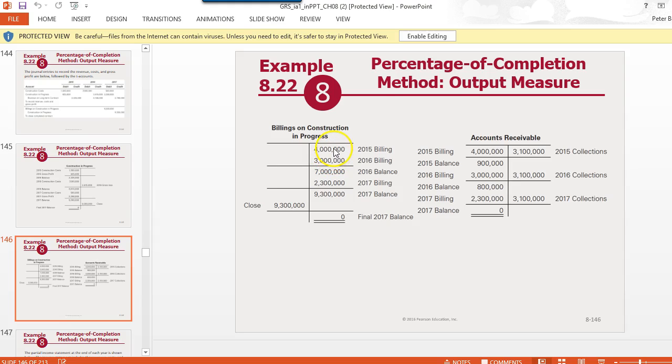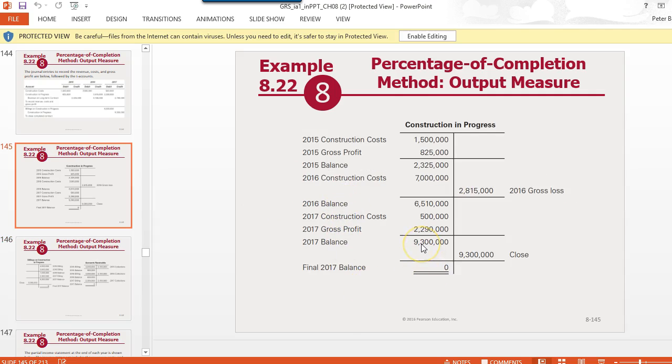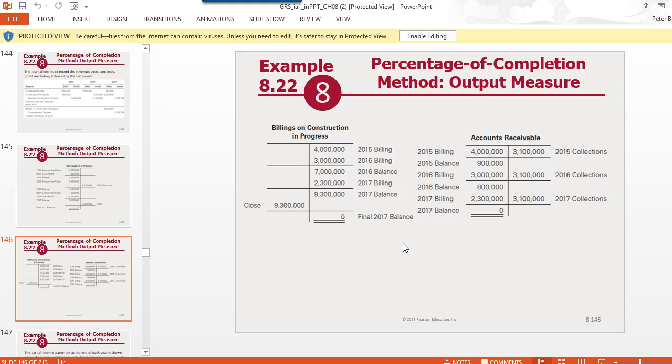Billing on construction in progress is your contra account. So as you bill out, you have your contra account. Your billing should eventually equal your cost plus your gross profit in your CIP account. So the $9,300,000 balance as a credit should equal your $9,300,000 balance as a debit in your CIP account. You close that out. Accounts receivable eventually gets recorded as debits and credits as you collect cash. As you collect all of it, it should zero out.